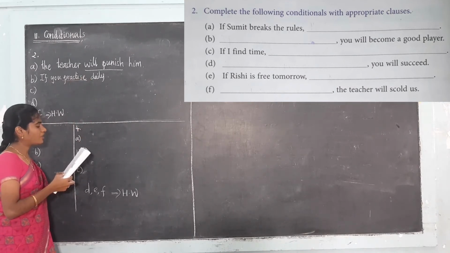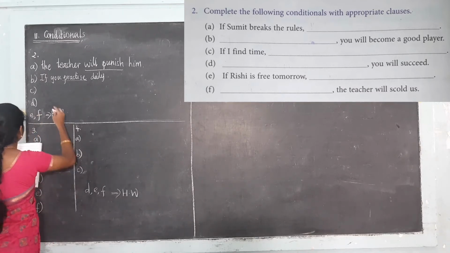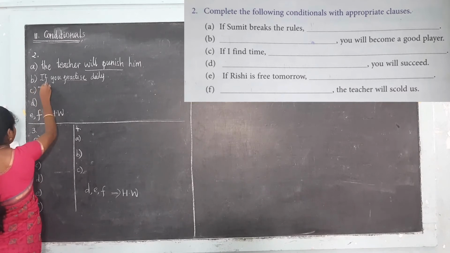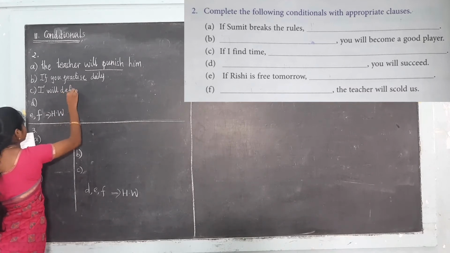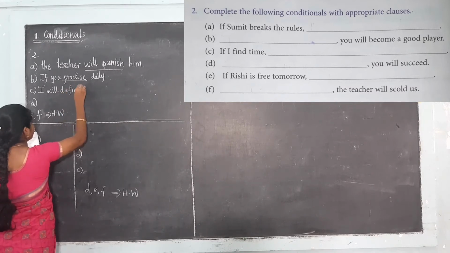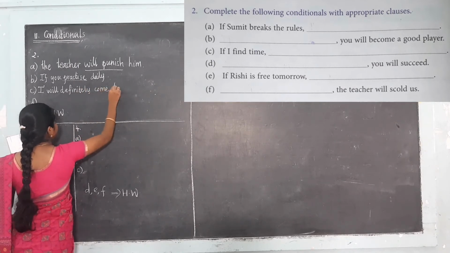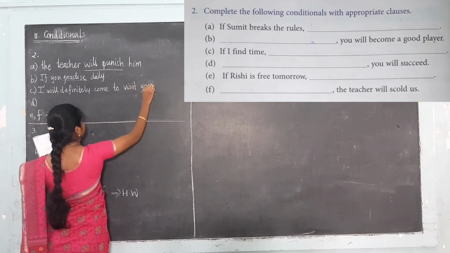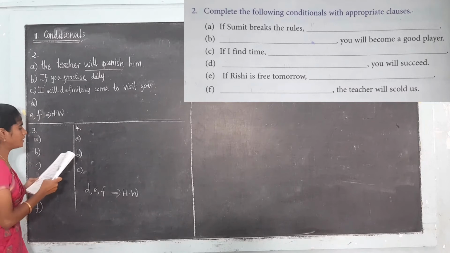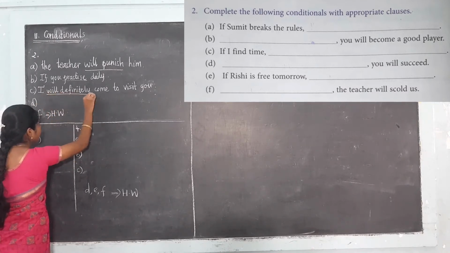See the next one, if I find time dash, I will definitely visit you. Okay, if I find time, they ask to find out the main clause. Okay, I will definitely come to visit you. I will definitely come to visit you. So I have written in the simple future, will definitely.